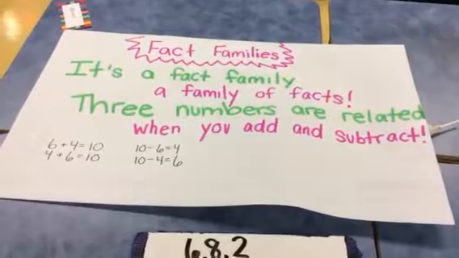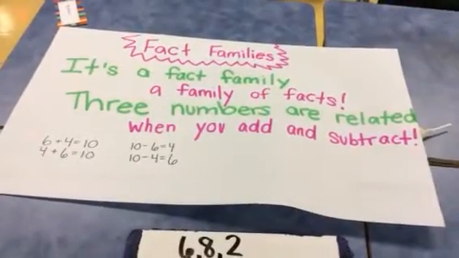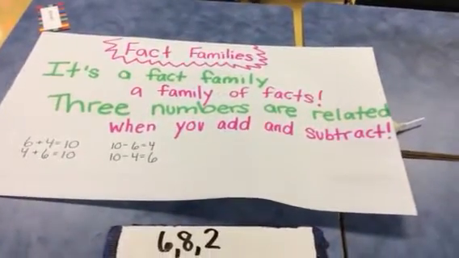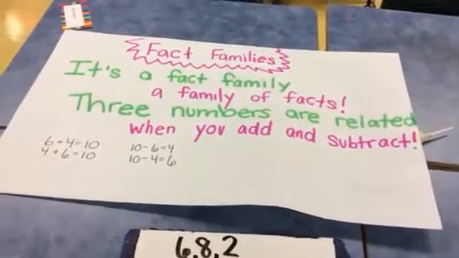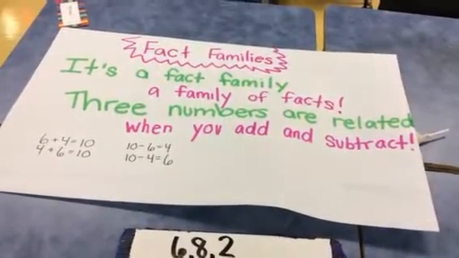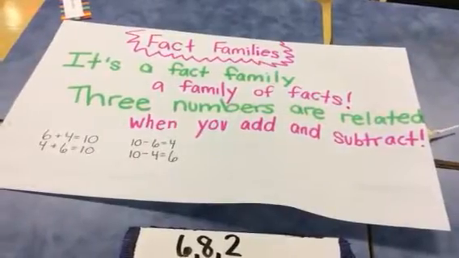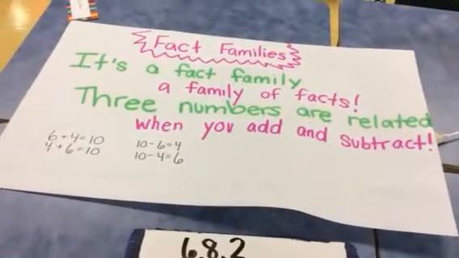Our rhyme for fact families is, it's a fact family, a family of facts. Three numbers are related when you add and subtract. So the way that I think about fact families is I think about my own family and how it's me and my brother and my parents.